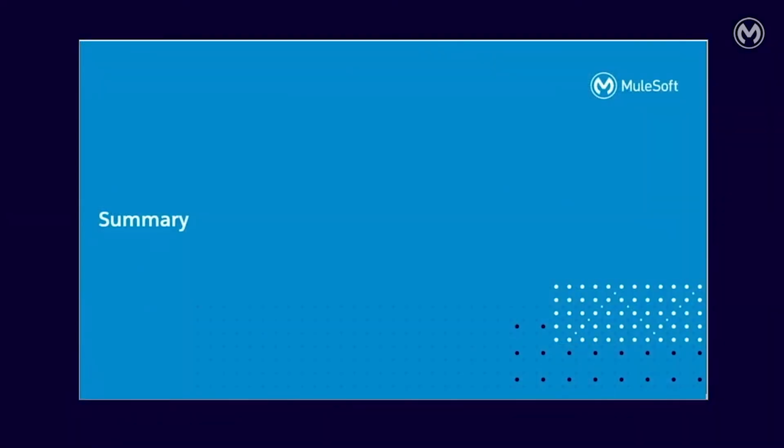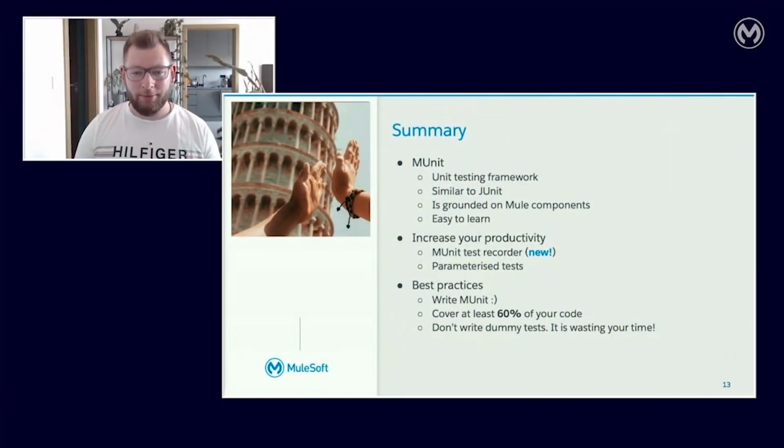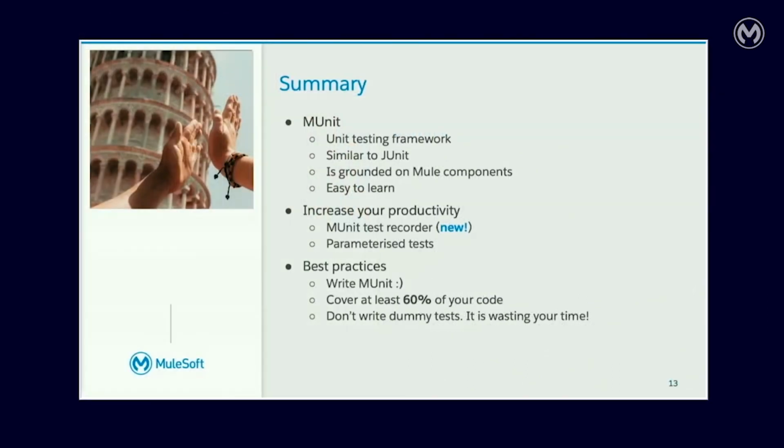Okay, so let's go to the summary. MUnit is a testing framework dedicated to Mule runtimes. It's similar to JUnit, however, it is based on a MuleSoft component that we should already feel comfortable with. It's really easy to learn. It has a powerful DataWeave library associated with it. We can increase our productivity using the newest features included in Anypoint Studio, that is Test Recorder, parameterized tests, and of course Postman collections.